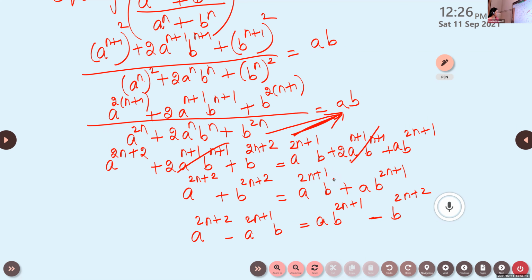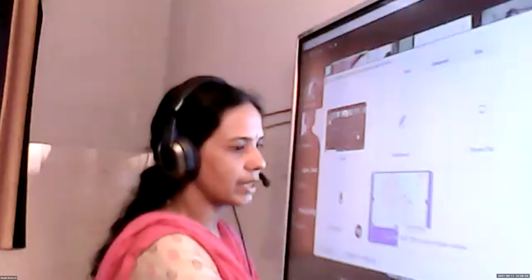Now look at the next step. What we do after cancelling, we bring the terms with powers of a to one side and the terms with powers of b to the other side. Here b is here means there is no power. So we bring the terms with powers of a to one side and the terms with powers of b to the other side. Is it okay, Meherin? John Philip? Yes, ma'am. Atulya? Yes, ma'am. Jewel? Okay. Yes, ma'am. Now look at the next step.